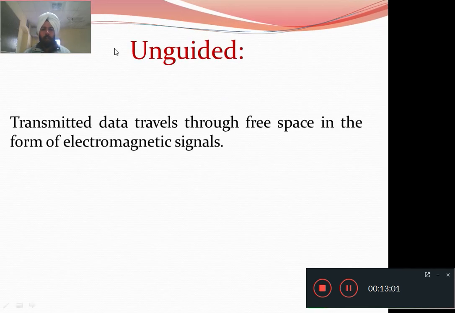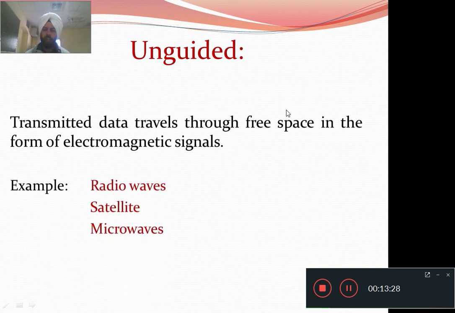Another type of media is unguided media. Transmitted data travels through free space in the form of electromagnetic signals. Electromagnetic signals are also known as EM signals.